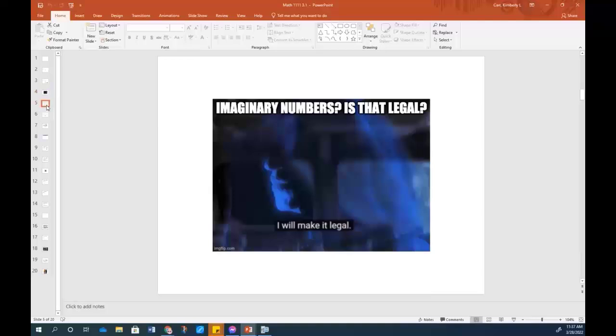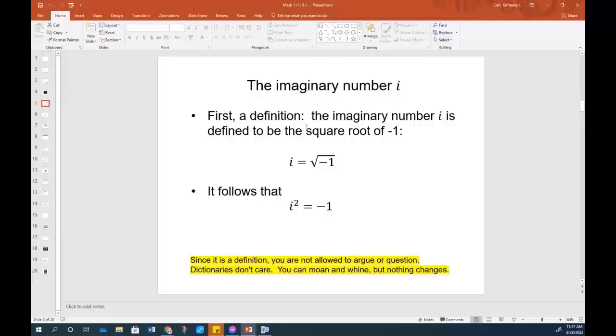How is it that it works? Well, there's a definition, and I've got it down there highlighted in yellow. Since it's a definition, you just can't argue with it. Dictionaries do not care. You can moan and whine, but you're not allowed to look up a word and say, I'm just not going to accept that this is what it means. So the two definitions you simply need to memorize. Make a note of it.